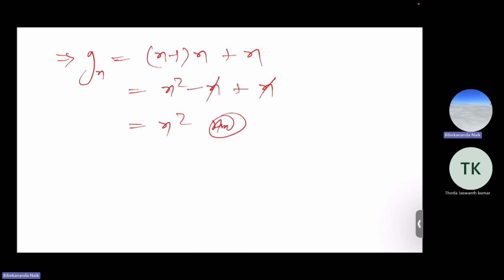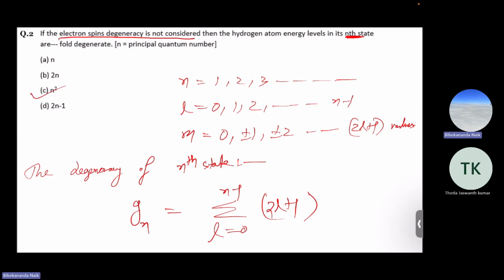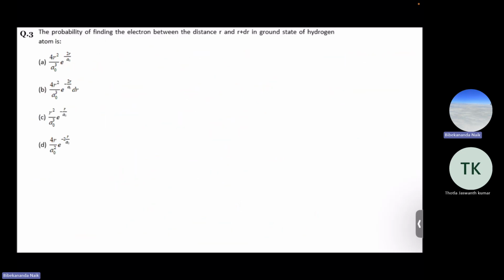So the correct answer will be n square, and the correct option is option C, that is n square. I hope this is clear to everyone. Now we'll move to question number 3.